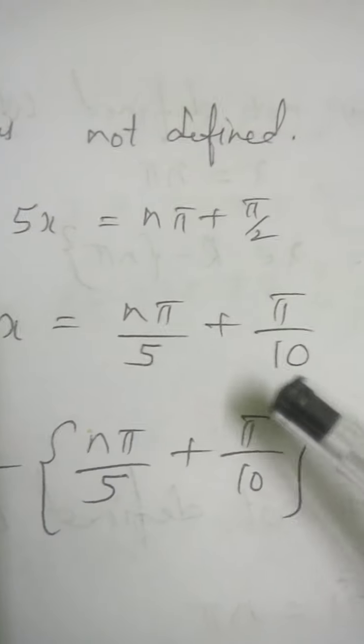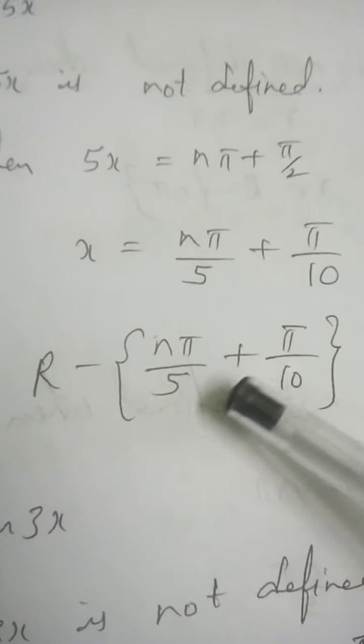But here tan x is not defined when x is equal to n pi plus pi by 2. That is, x belongs to R minus n pi plus pi by 2. Tan 5x. Tan 5x is not defined when 5x is equal to n pi plus pi by 2. So 5, if you bring it down, it will become n pi by 5 plus pi by 10. So x belongs to capital R minus n pi by 5 plus pi by 10. That means all real values except this.